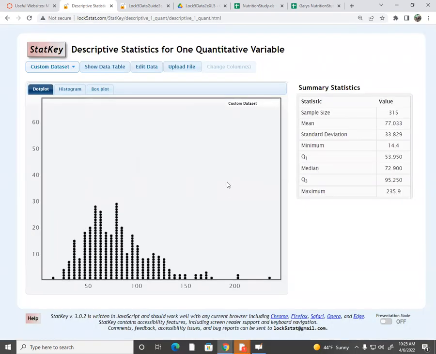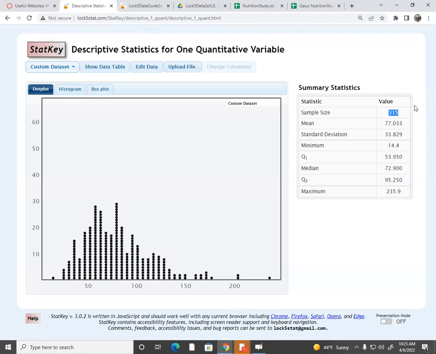And it says on the right, summary statistics. And it says my sample size is 315. Does that sound right? Yeah, that's what the study said. There should have been 315 numbers there. Cool. And it calculated the mean, the standard deviation, the minimum, Q1, the median, Q3, and the maximum. So I'm going to explain what all those numbers mean.